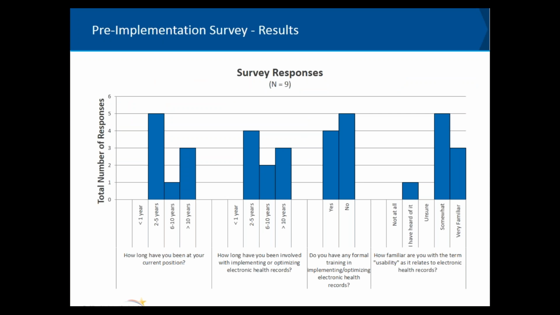From our initial pre-implementation surveys, these were the range of responses we got on the amount of experience that people had in their particular position. No one was brand new in their position; they had all been there at least 2 years or more. In terms of implementing and optimizing, we had a range anywhere from 2 to more than 10 years of experience in implementing and optimizing electronic health records. There was a 50-50 split around whether the individuals we worked with had any formal training around implementing and optimizing. And then, getting an idea of how familiar they are with the term usability as it relates to electronic health records, again a range of responses from never hearing it before, no prior experience, to very familiar with the terminology.